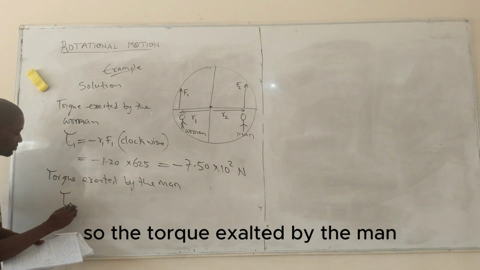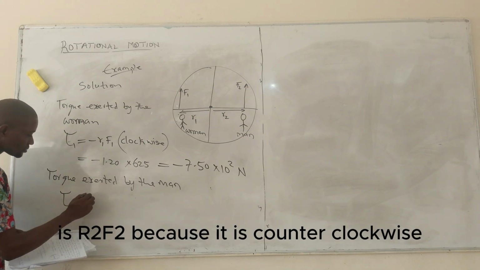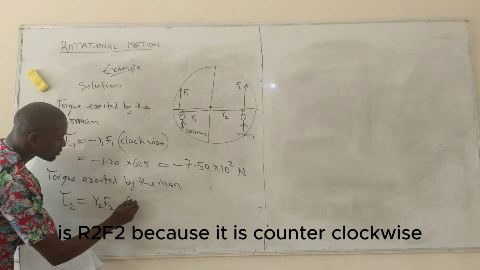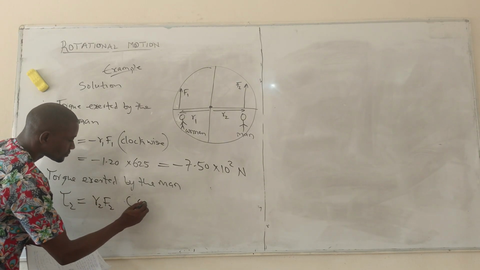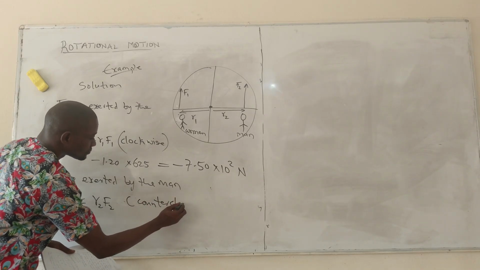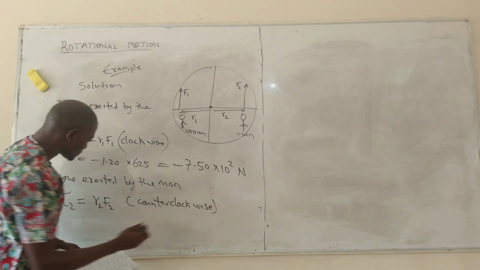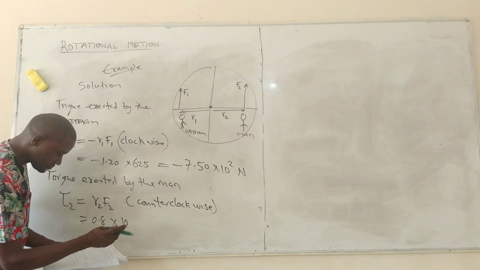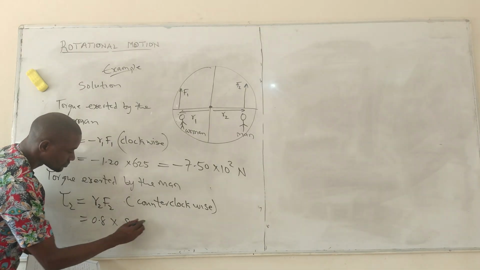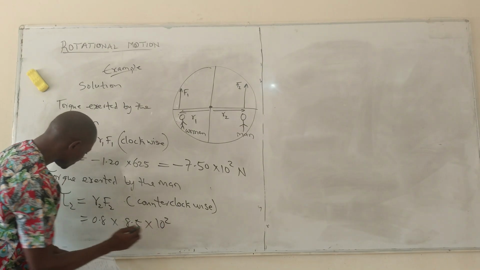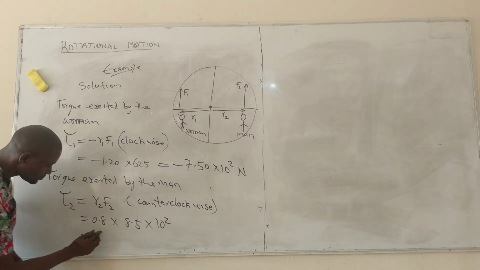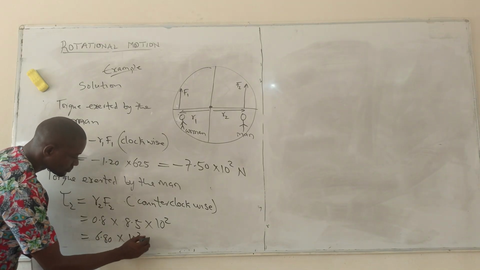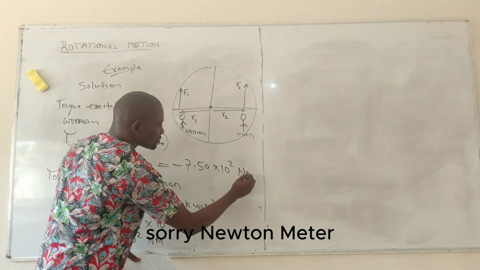So the tau exerted by the man is R2 F2 because it is counterclockwise. So let's substitute 0.8, 10. So if we simplify, we get the value in Newton meter.